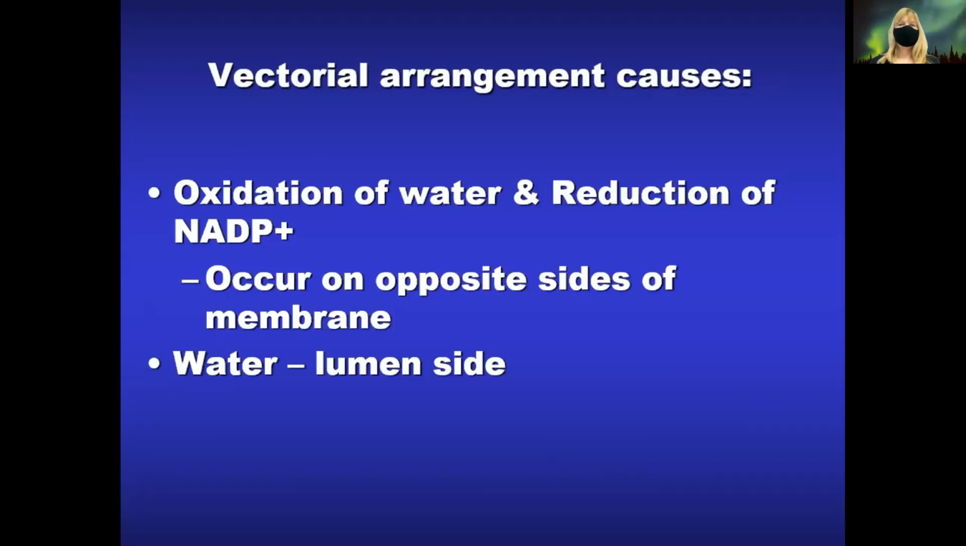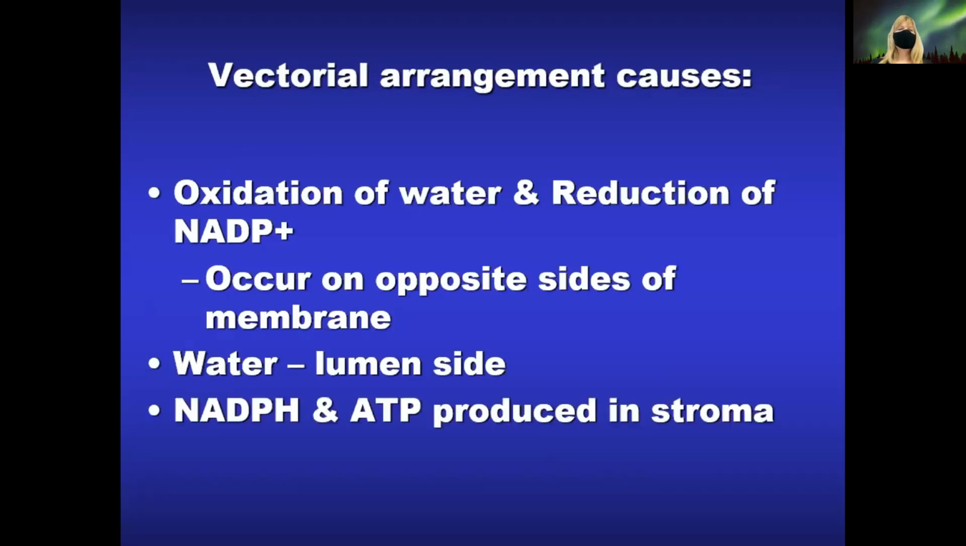We'll talk about why. On the other hand, the very important NADPH and ATP are synthesized in the stroma, which is on the other side of the thylakoid membrane. It's not the internal part of the thylakoid membrane. It's the part that's bathing the thylakoid, the outside part of the thylakoid membrane, so to speak.